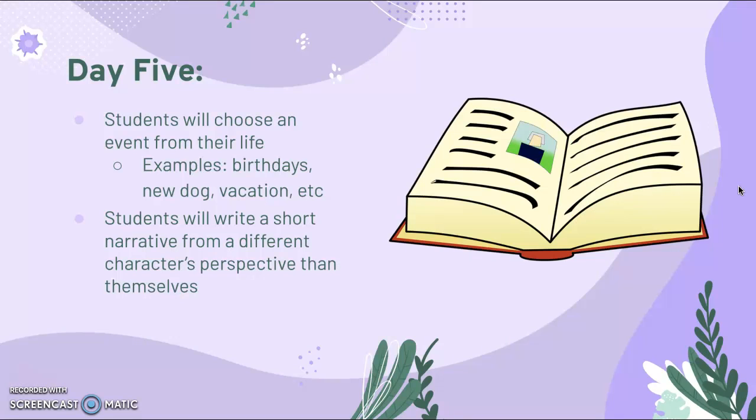On day 5, I'm going to have students choose an event from their life. So it could be a birthday, new dog, vacation, maybe a new baby in the family. And then students are going to write a short narrative, but they're going to choose a different character's perspective than themselves. So if it was a girl who maybe had her little baby brother born, she might want to write her perspective from the point of view of the baby brother.